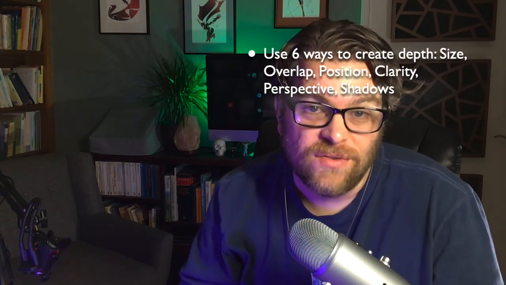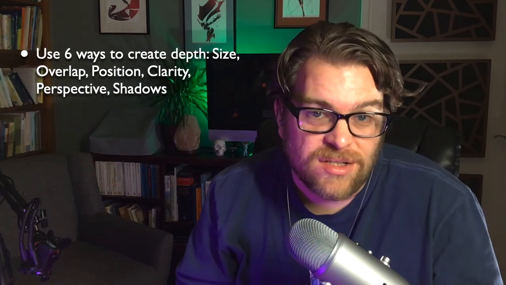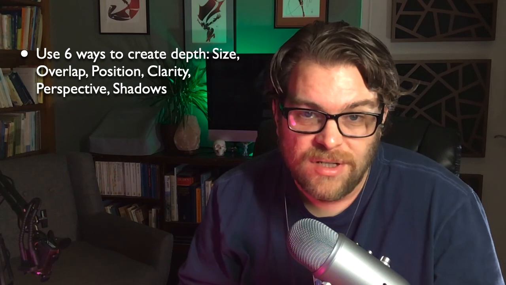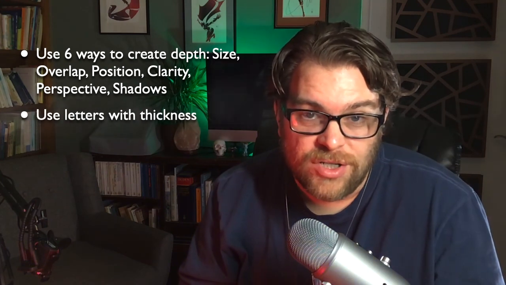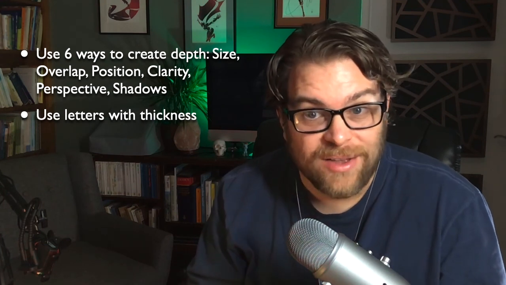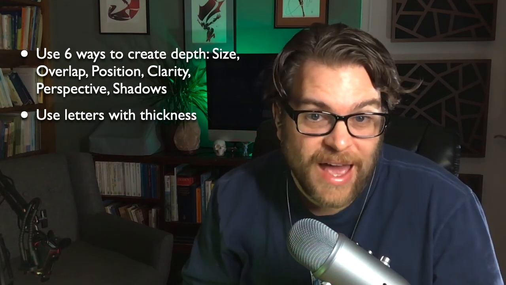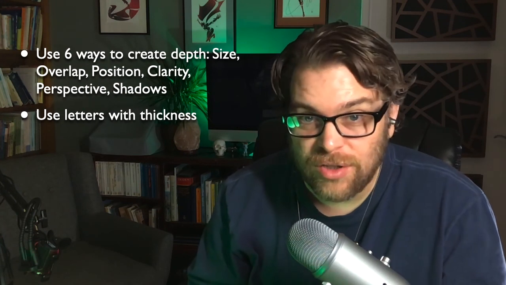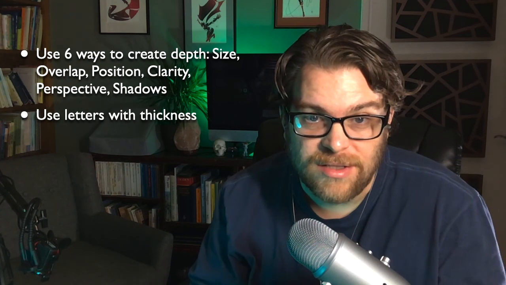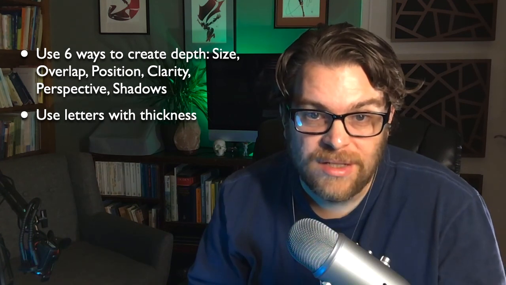Alright, so that brings us to the final requirements for this project. Basically, you're going to create 6 ways of creating depth using size, overlap, position, clarity, perspective, and shadows. The letters you use in your project for your name are going to need to use thickness so that they show depth. You don't necessarily have to make them three-dimensional perspective letters, but they should have at least some amount of thickness so they carry some weight.